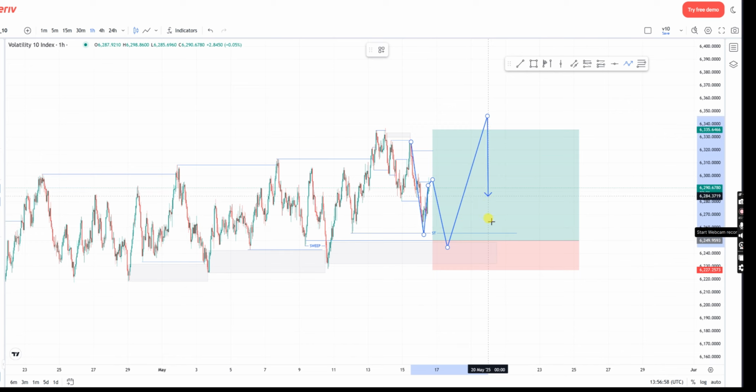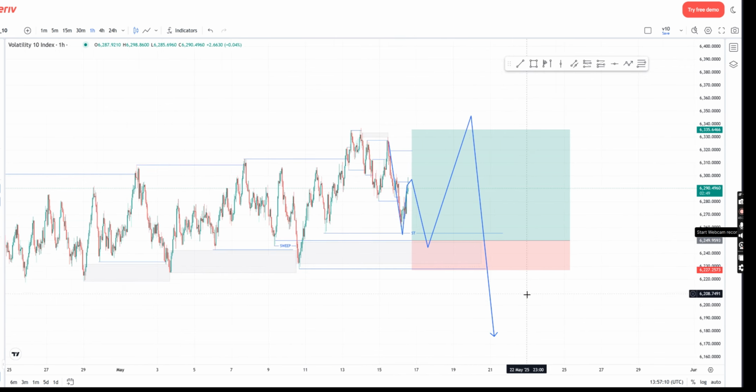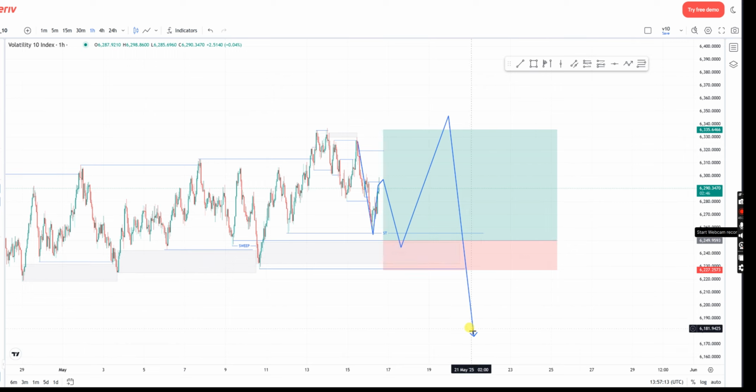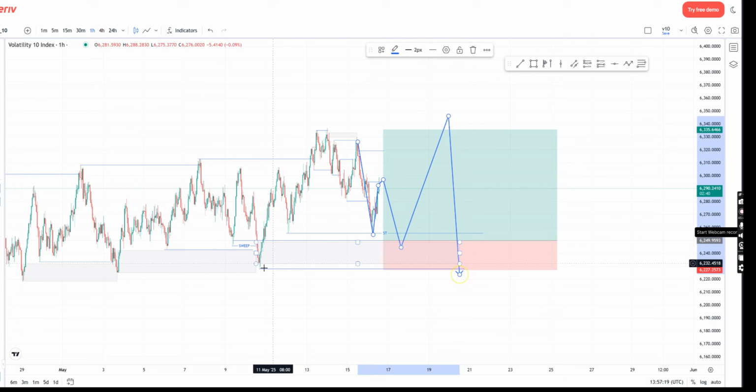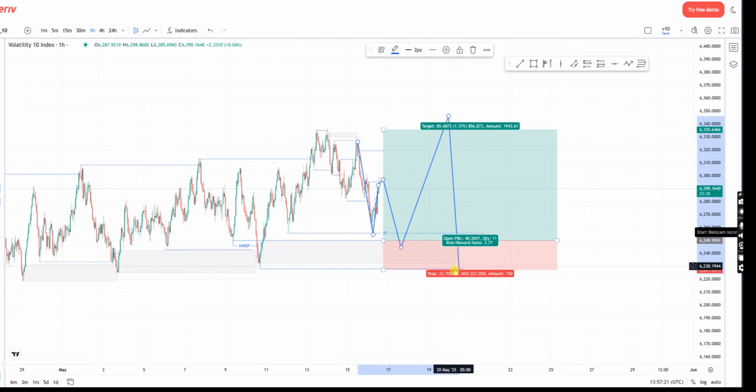What will it now do? It will come down straight and break that structure, now giving us a market structure shift here. But if it will still continue going higher, it might also come back here, tap liquidity from this area of supply, tap into it, and then give us the same.